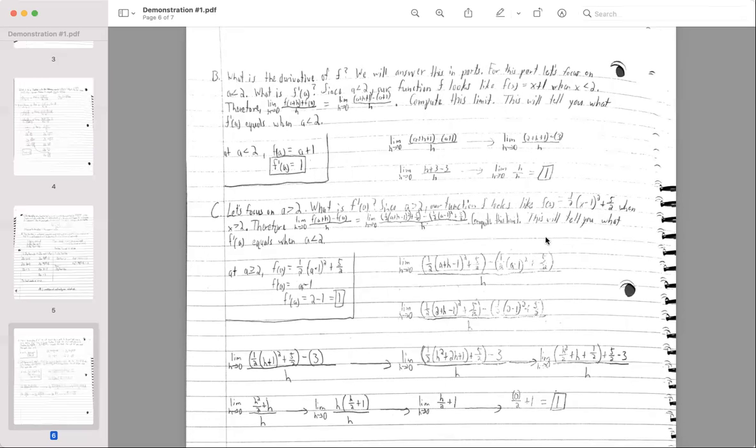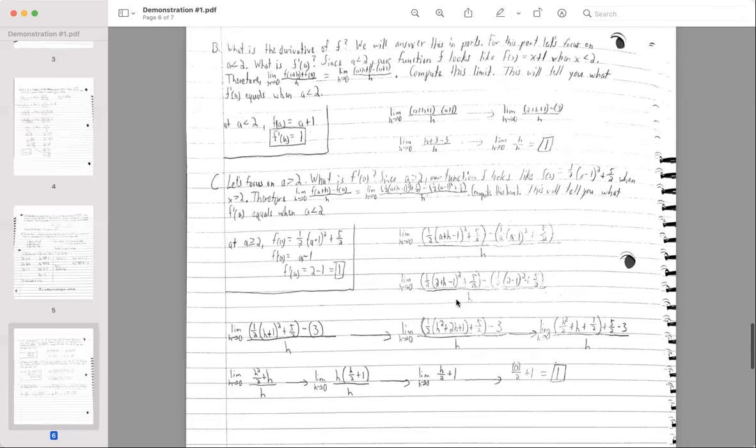So this is what we are going to be evaluating right here. And so the first step will be plugging in the 2 for the a. As we know, we are evaluating it when a is greater than or equal to 2. So that'll give you the same thing right here, h plus 3. And then when you plug this in here, this will give you an actual number. So plugging in 2 will give you 1, and 1 squared is 1 times half is half plus 5 halves again. That's going to give you 3. So this is going to end up just being minus 3 right here.